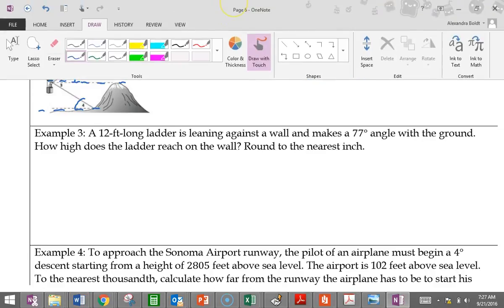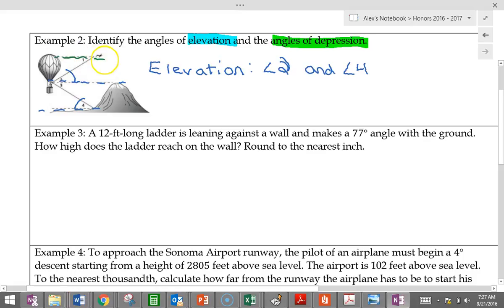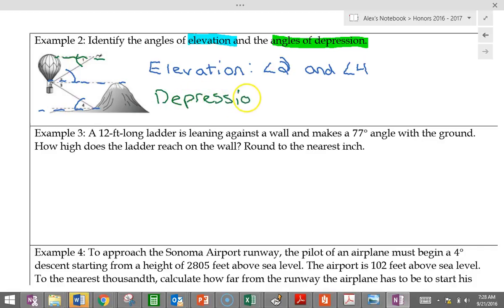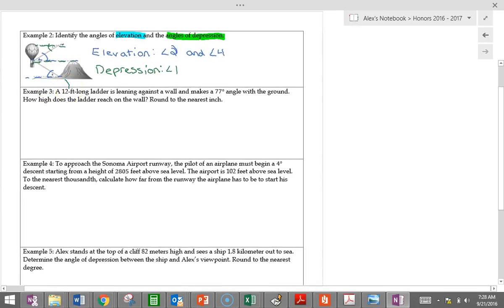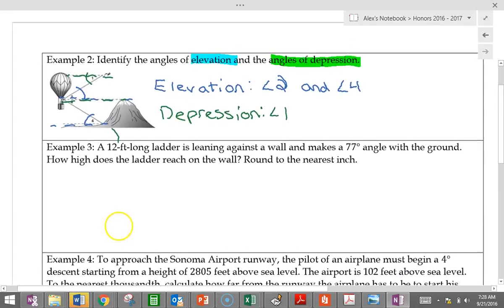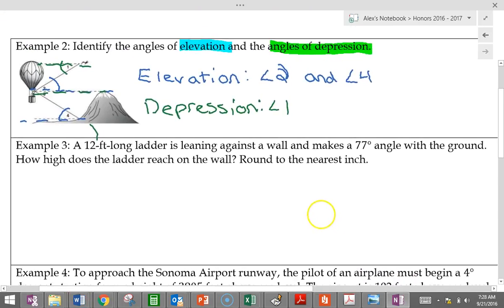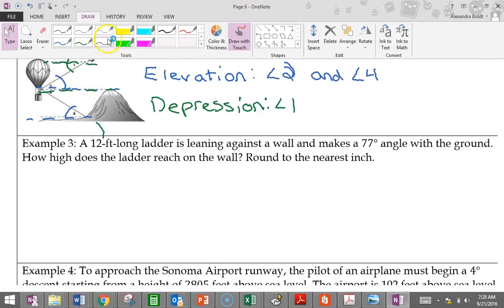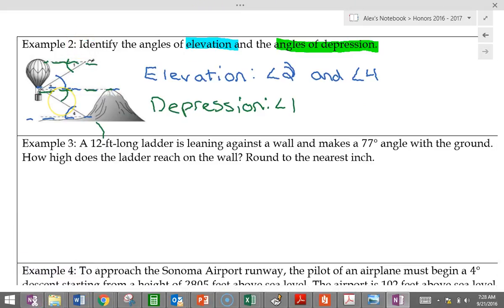Then, for my angle of depression, right, I have an angle here. Right, and I have a horizontal here, and I'm going to fix that. But right, I have that angle there. So it's angle 1 and angle 3. Okay. So this is a very important distinction to make when you're reading your problem. Make sure you know which angle it tells you.